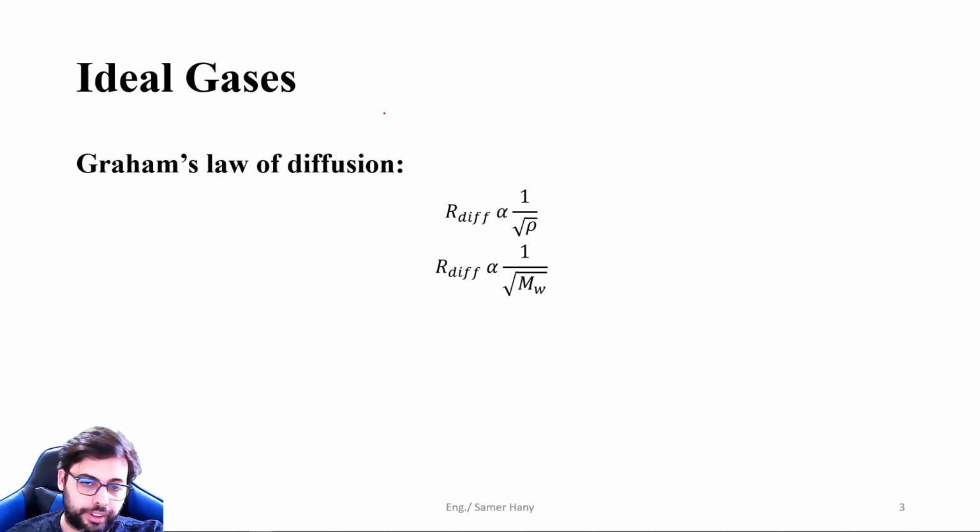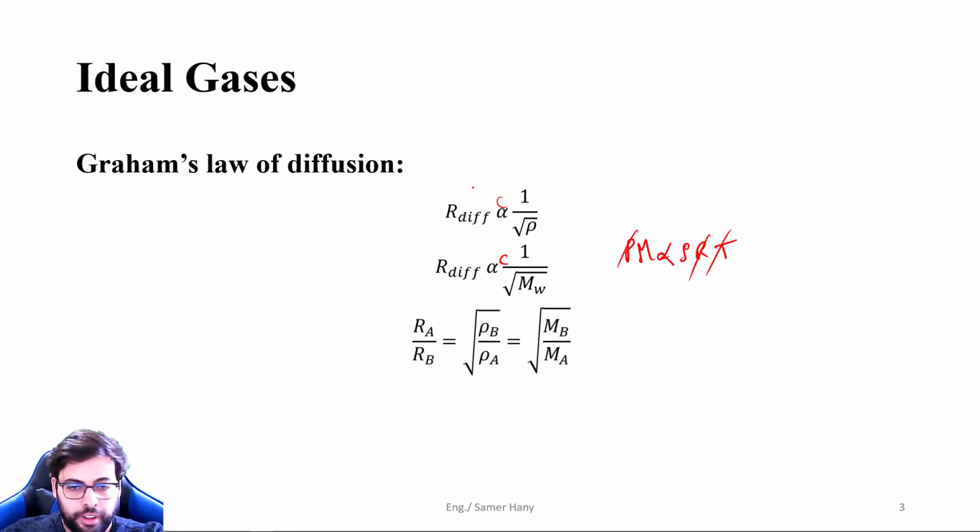Okay, and if you remember from last time, we had PM equals rho RT, and at the same conditions, pressure, temperature, and of course constant R, the molecular weight is directly proportional to the density. So we can also say that the rate of diffusion is inversely proportional to the square root of the molecular weight or the density, and just the proportionality constant here would be different.